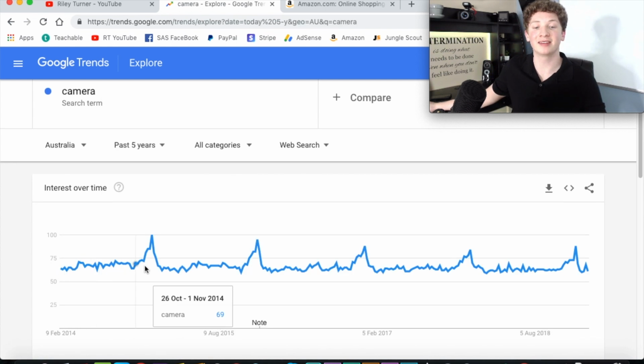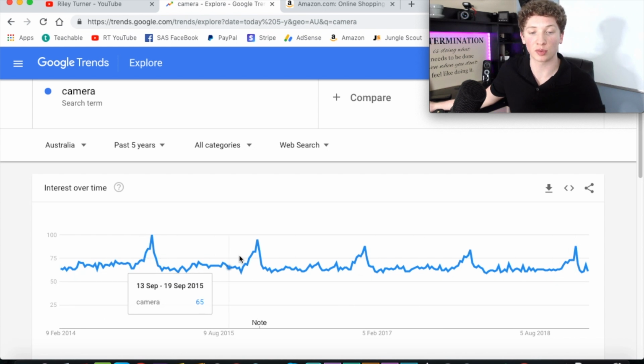Okay, so you can see it is very steady throughout the whole year and also has these slight increases throughout the holiday season, which is not shocking because of course people probably want cameras on Christmas. But in general, this does look like a very steady product and it looks like it would work well throughout the entire year, especially the holiday season.